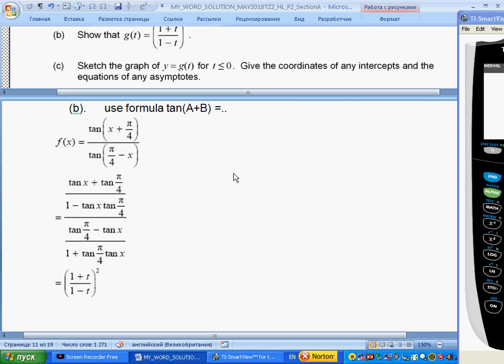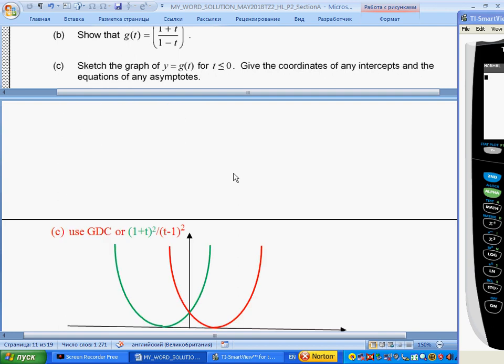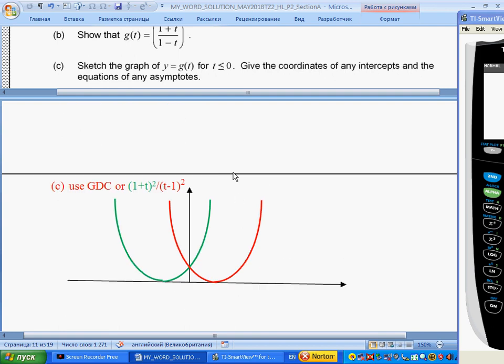Give the coordinates of any intercepts and equation of any asymptotes. Let's see. So actually our g over t is the division of these two graphs. So t plus 1 moves to the left, t minus 1 moves to the right, and okay. So when you divide green by red, what do you get?